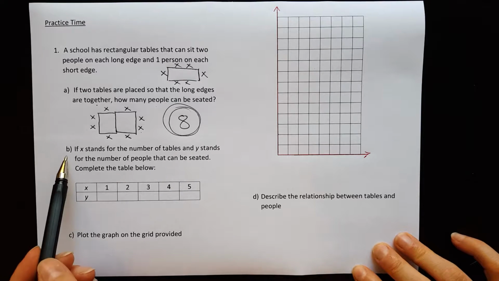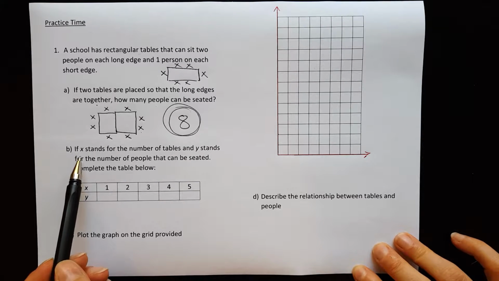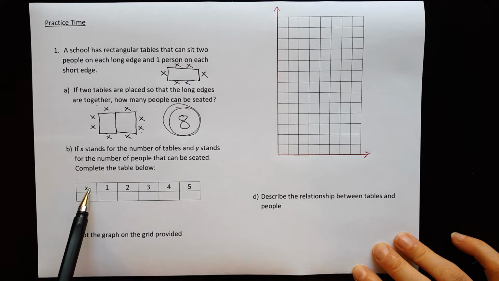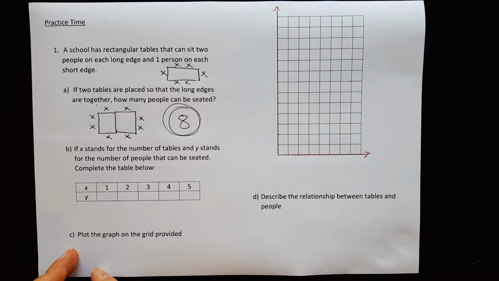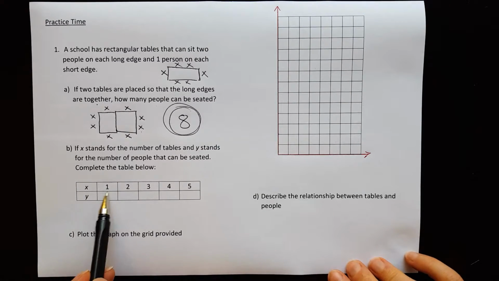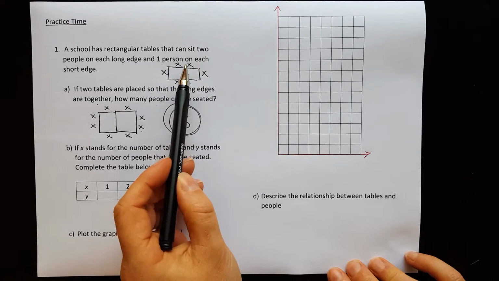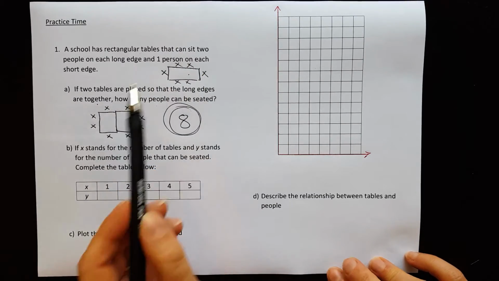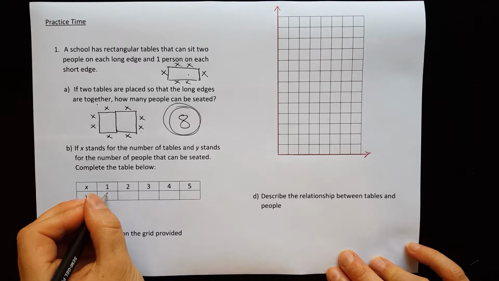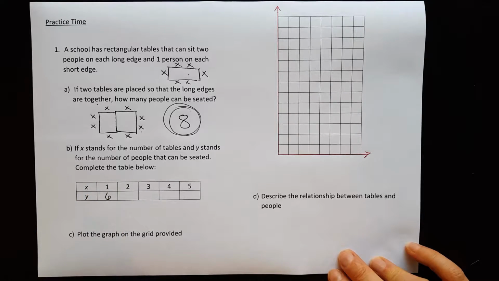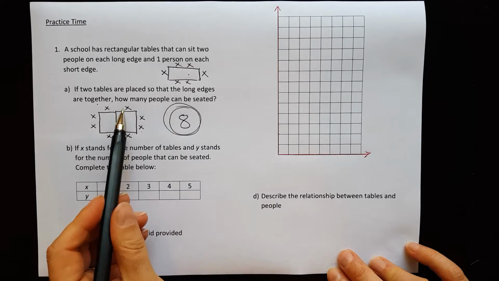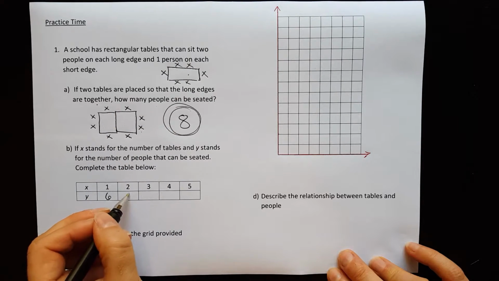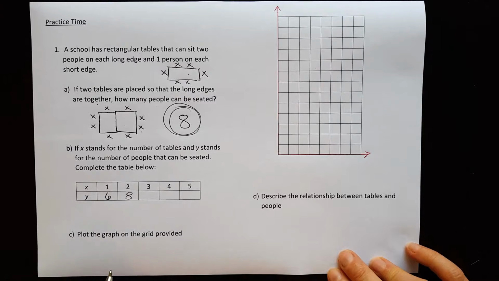Okay, let's have a look at what B says. If X stands for the number of tables and Y stands for the number of people that can be seated, complete the table below. So if we had 1 table, that was what we drew up here, we can have 1, 2, 3, 4, 5, 6 people sitting around that table. If I add the second table on, I'm only actually getting 2 extra seats, and I now have 8 people.